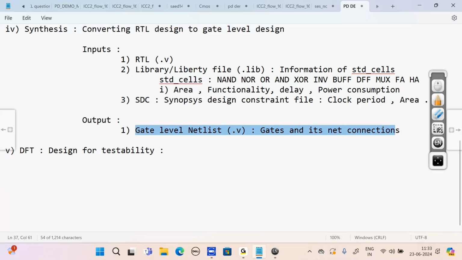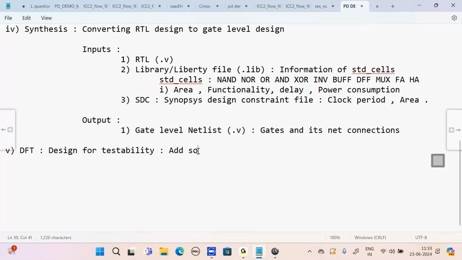So that is the role of DFT engineers. DFT engineers add some additional logic so that the IC is easily testable after fabrication.